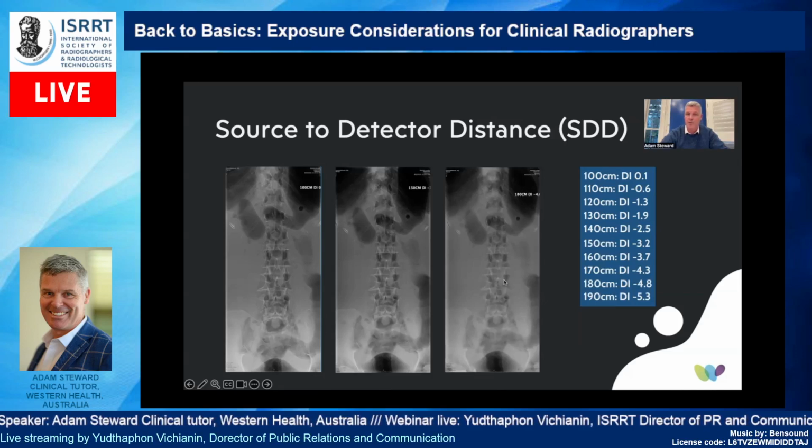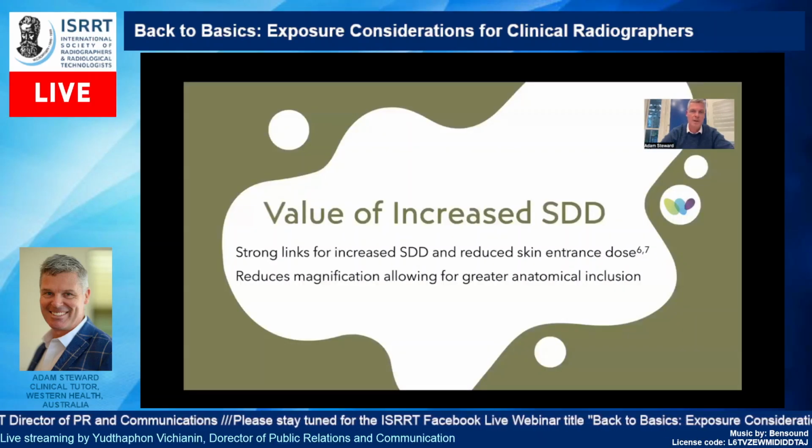At 180, we're particularly noisy, and that's because we're almost 5 DI below what we really want to be, or should be. So you can see the noise that's created. It does make a big difference to the intensity of the film. So it is important that when you're changing that distance, you accommodate your exposure accordingly, thinking about the source to detector distance.